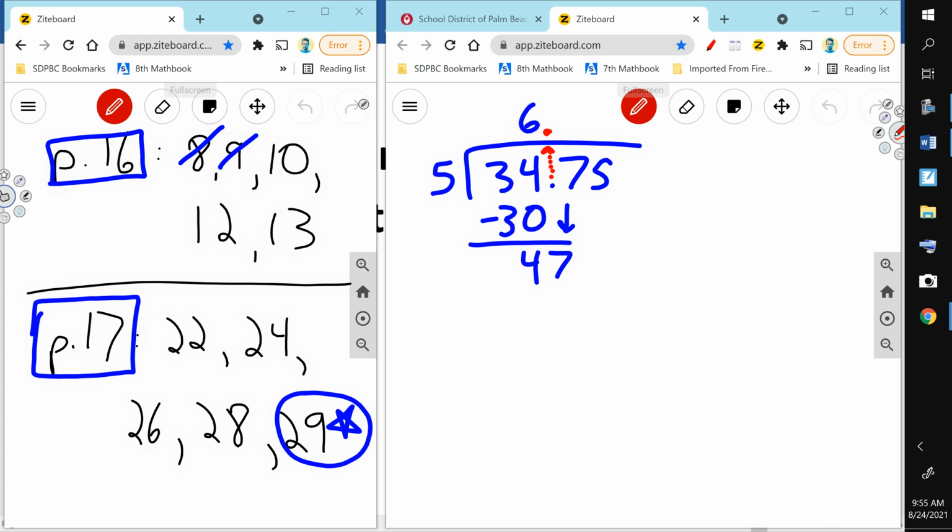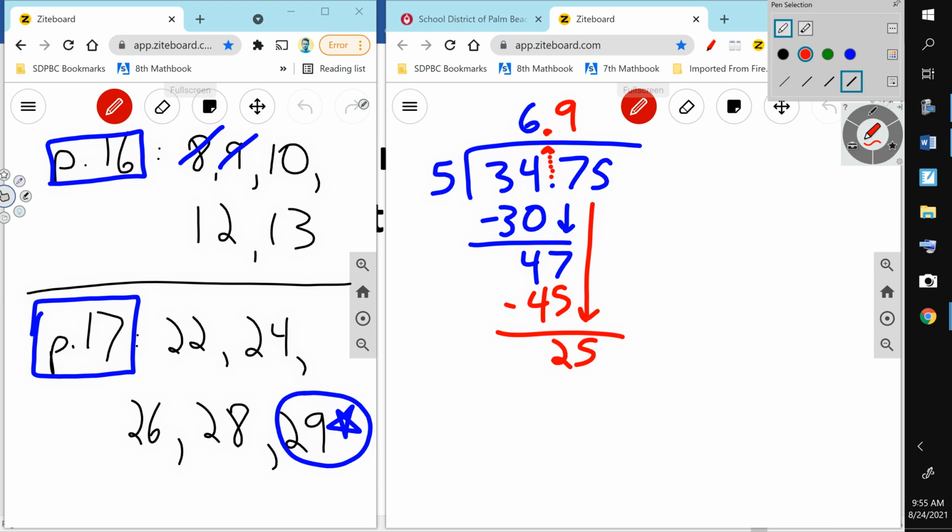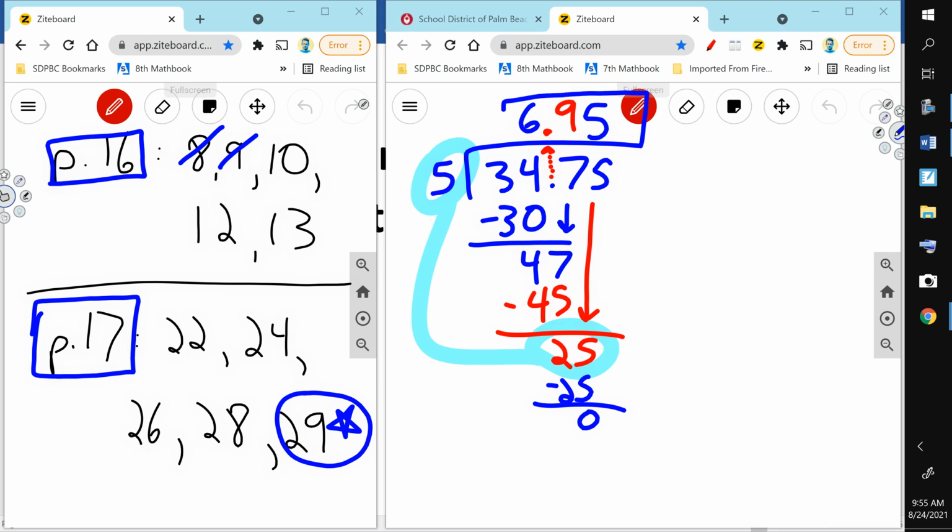So 5 goes into 47. 9 times 5 is 45. Subtract to get 2. Bring this down. You guys should know 5 goes into 25 how many times? And the answer is 5. So 5 times 5 is 25. Multiply, subtract. There's no number to bring down because our remainder is 0. So we have our answer right there, 6.95. So that's number 10 done for you.